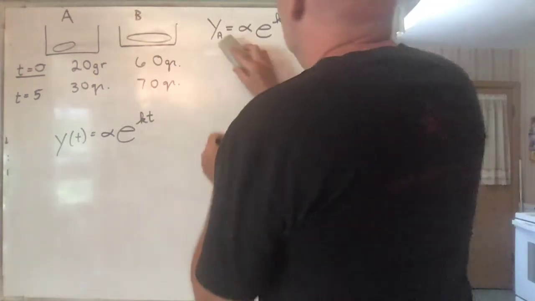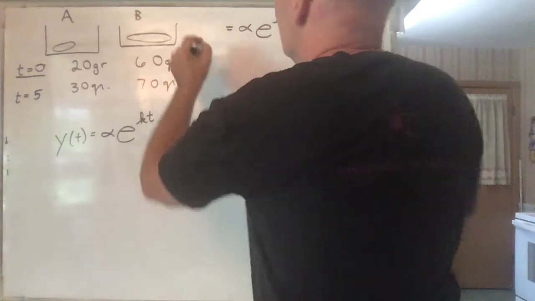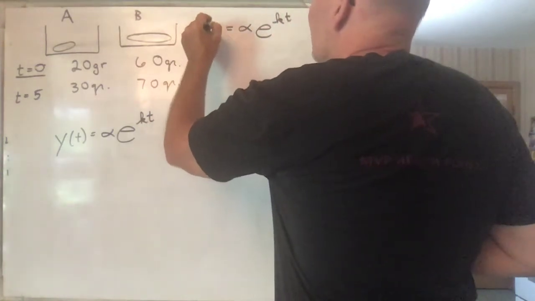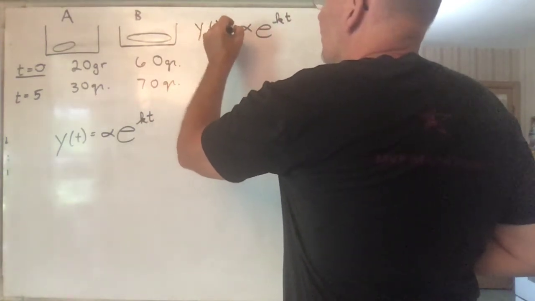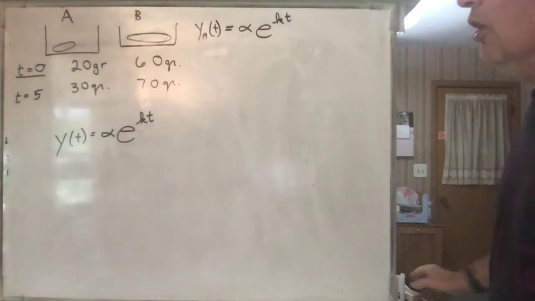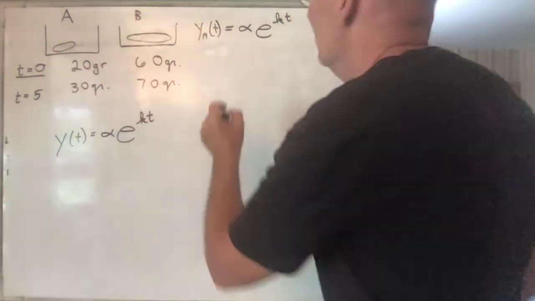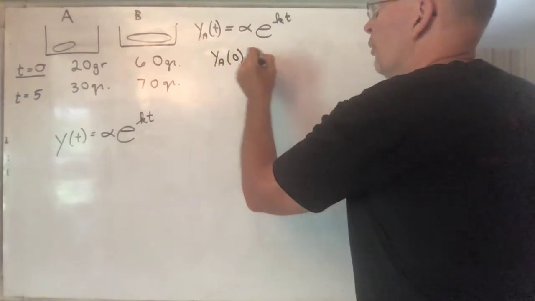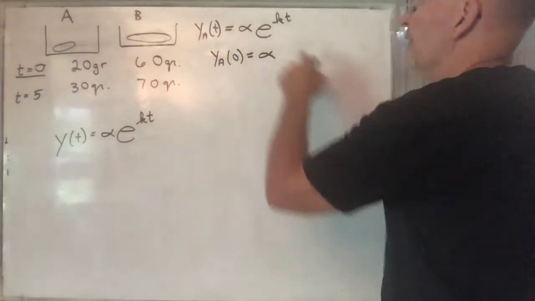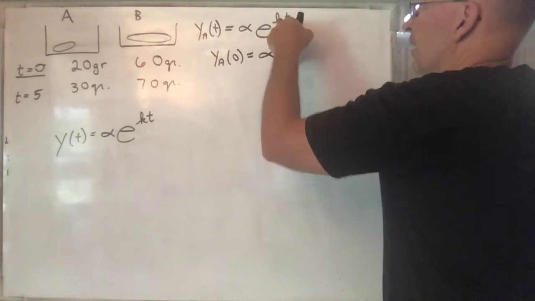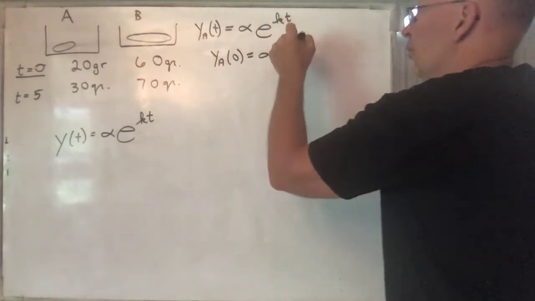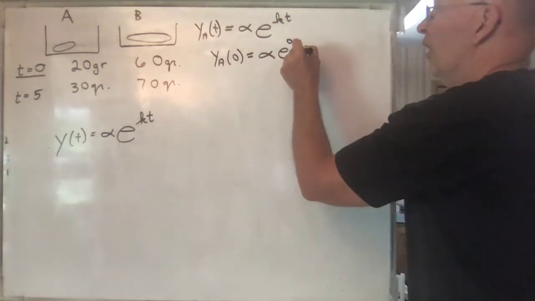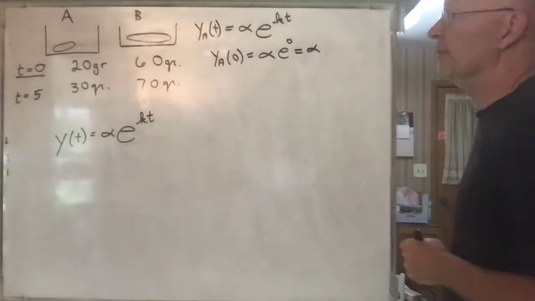Okay, first of all, this is y sub a at time t is equal to that. Okay, so at time equal to 0, you stick a 0 in for t, you're going to get alpha e to the k times 0. K times 0 is 0, and e to the 0 is just 1. So that's equal to alpha.